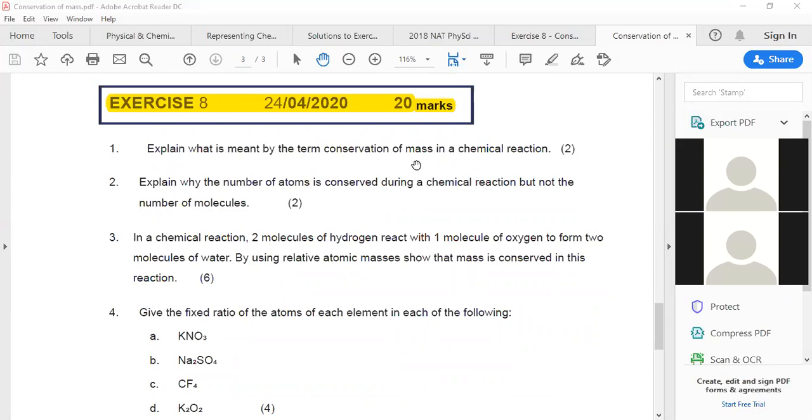Explain what is meant by the term conservation of mass in a chemical reaction. So simply here, the total mass of reactants is going to be equal to the total mass of the product. Clear? Explain why the number of atoms is conserved during a chemical reaction, but not the number of molecules. So in a chemical reaction, there's going to be rearrangement of molecules to form new substances, so the number of molecules are not going to be the same.